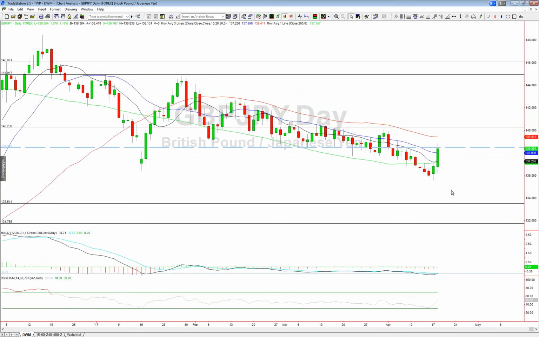Again, this is just what I'm seeing here. It's never a trade recommendation for you guys. In the end, you have to arrive at your own conclusion on how you want to trade those markets and what is the setup that you're looking for.